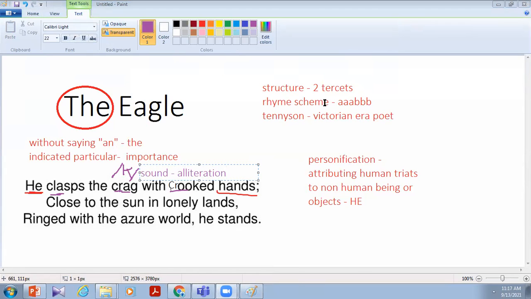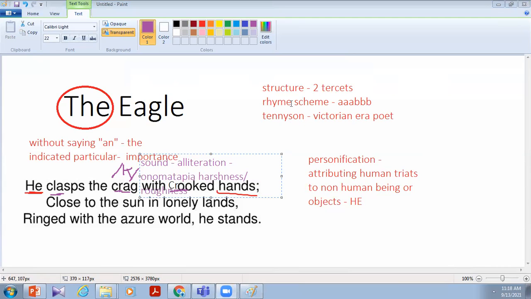Just knowing the technique is not enough. We need to know why it is used. So this K sound gives us an indication about the harshness and the toughness, or the roughness, of the bird, indicated by the alliteration of the K sound. And also you can take this sound with onomatopoeia. What is onomatopoeia?